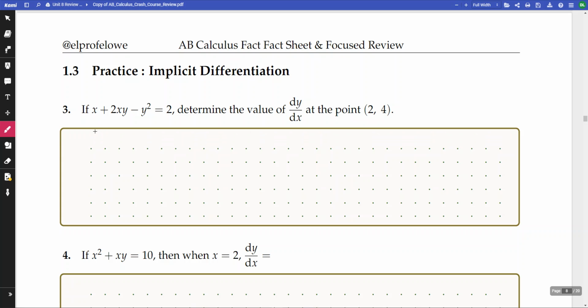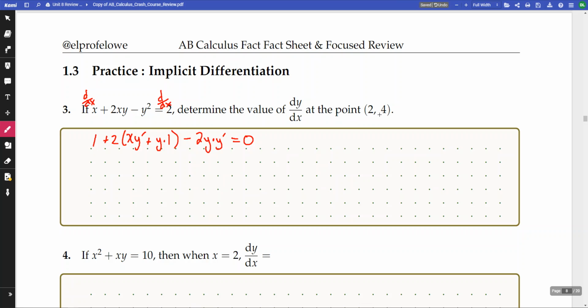So I'm going to differentiate both sides, the derivative with respect to x. So the derivative of x is 1, plus 2. Then I have the product rule, x times the derivative of y plus y times the derivative of x, minus the derivative of y squared times y prime. That's the implicit differentiation. And then that's going to be equal to 0.